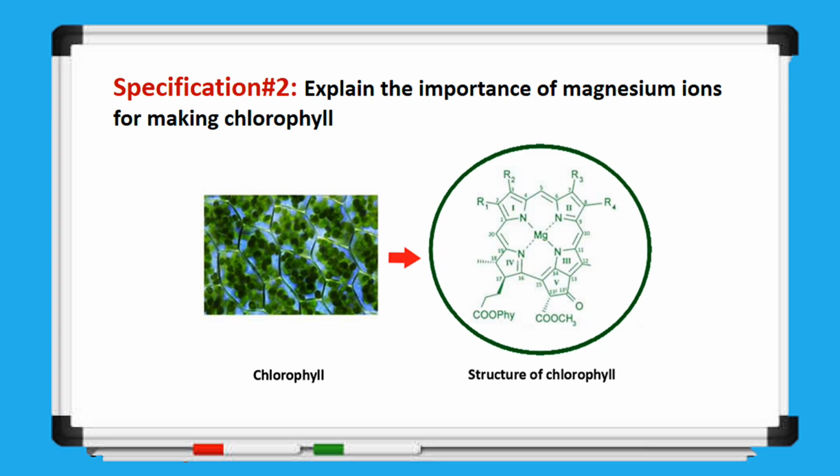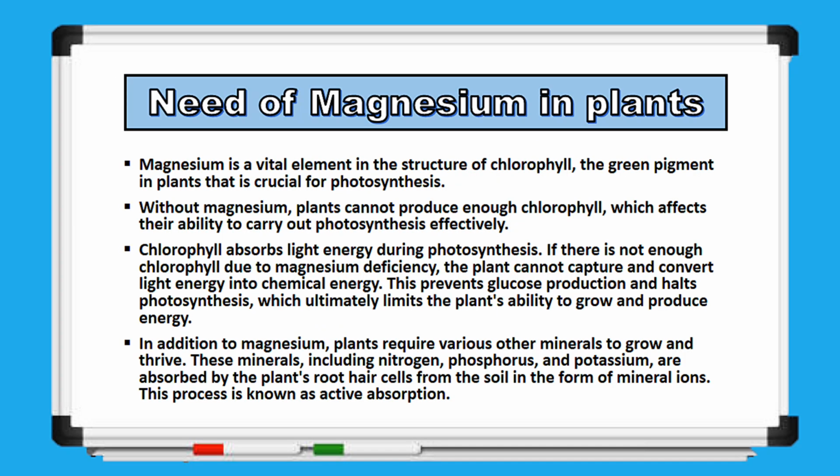Next up, we have our second specification. Specification 2 asks us to explain the importance of magnesium ions for making chlorophyll. So, in this part, we'll focus on the role of magnesium in the production of chlorophyll, that green pigment we often associate with healthy plants. Now, chlorophyll isn't just for color. It plays a central role in photosynthesis, the process by which plants make their food.